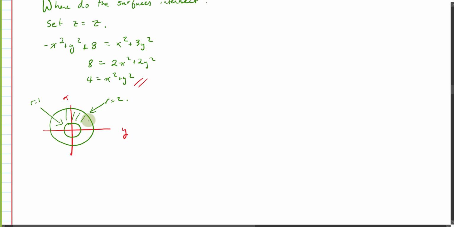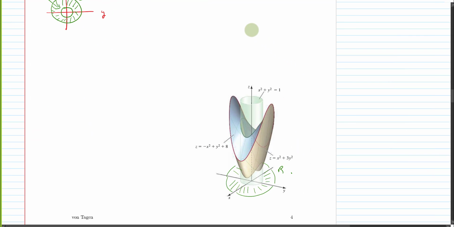So this is our annulus region that we also saw when we looked at this picture here, but you won't always have a picture like that for you. So you want to practice.